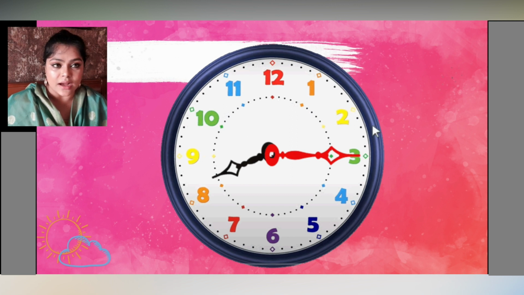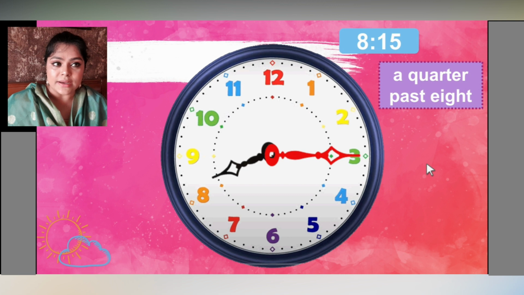Now let's count the minutes. From here 5, 10, 15. The minute hand is on 3. It is 15. So the time is 8:15. Now 8:15 is also called a quarter past 8. A quarter past 8. That means 15 minutes have passed.